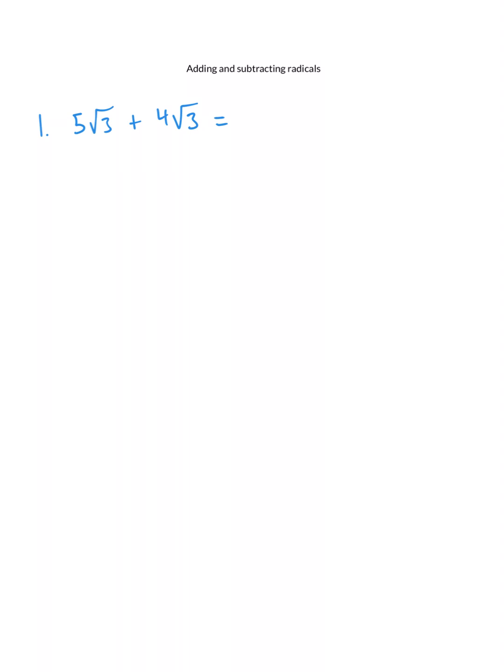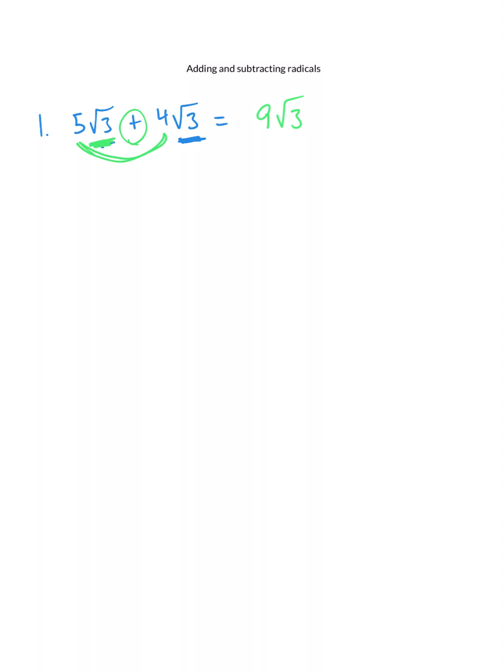Now, as long as we have the same square root, the square root of 3 and the square root of 3 here, and make sure you're paying attention to adding or subtracting, then we can combine these numbers in the front. So this is going to equal 9 times the square root of 3. Because the square root of 3 is just a number.